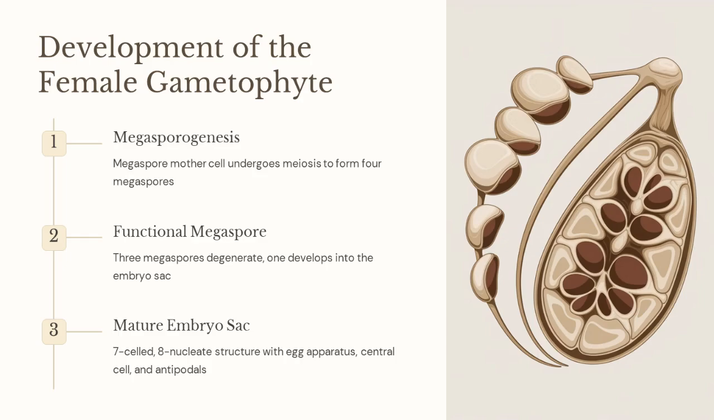The development of the female gametophyte begins with megasporogenesis, where a megaspore mother cell undergoes meiosis to form 4 megaspores. Typically, 3 megaspores degenerate, and 1 functional megaspore develops into the embryo sac. The mature embryo sac is a 7-celled, 8-nucleate structure.